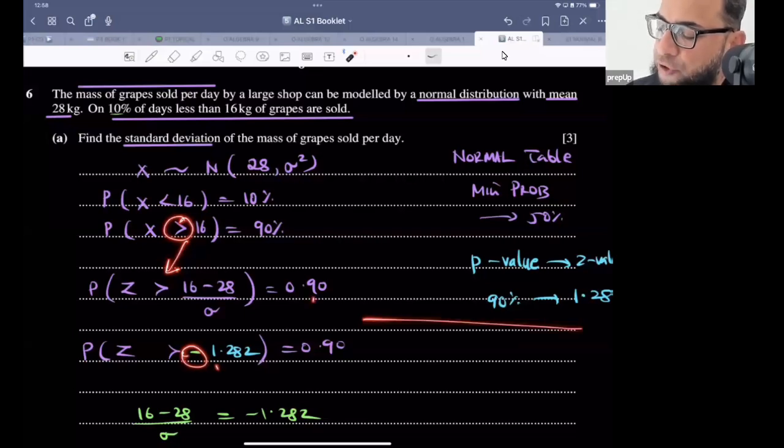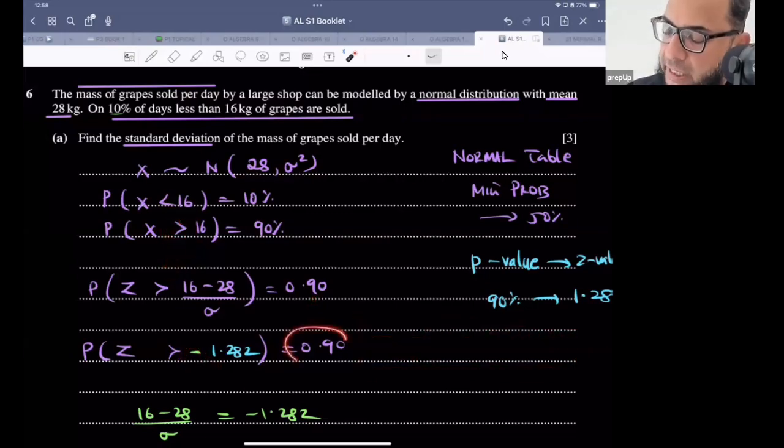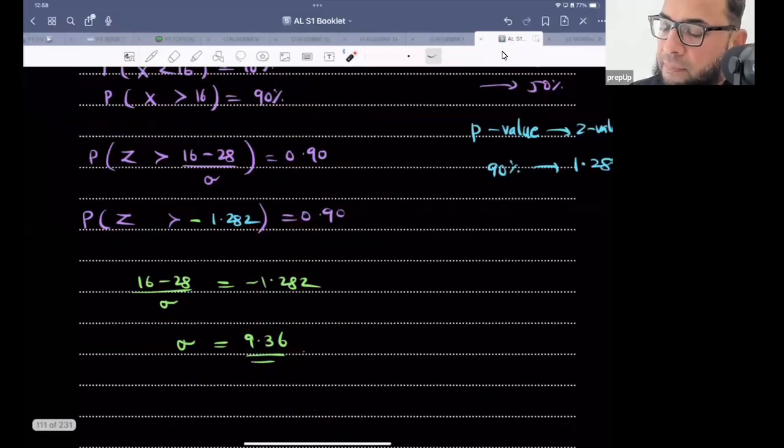For 90%, you look at that strip at the bottom of the normal distribution table. The 9 values are given over there. The value corresponding to 90% is 1.282, with the negative sign from before. 16 minus 28, that is negative 12, over sigma is negative 1.282.